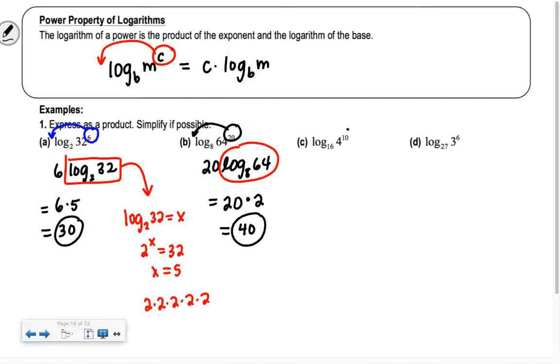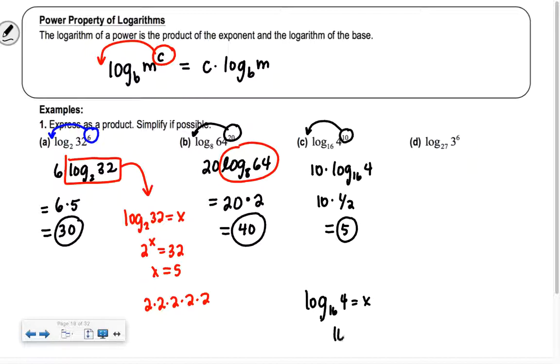All right, so this one's a little bit harder. We pull the 10 to the front, and then we have log base 16 of 4. So don't say 2 on this one. Yeah, it's 1/2. 16 to what power gives you 4? It's a 1/2 power, the square root of 16, right? So it's 10 times 1/2, which ends up being 5. Again, if you need to see that off to the side, you can say log base 16 of 4 equals x. 16 to the x equals 4. X equals 1/2, because it's the square root of 16.